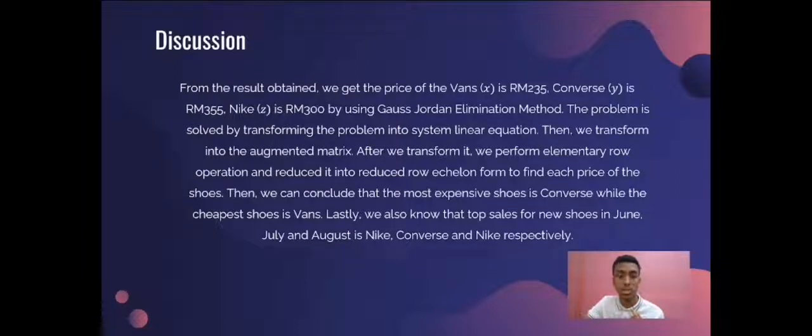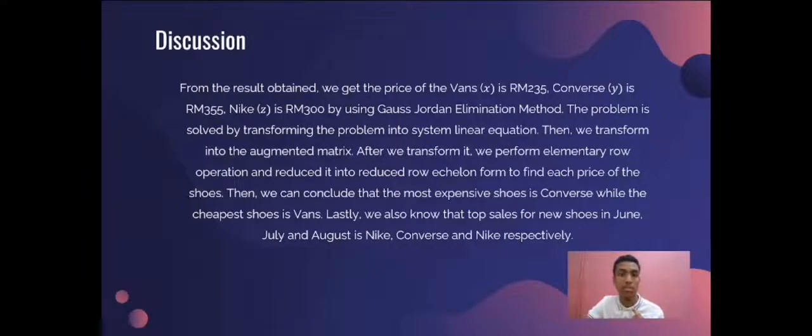And we transform it into the augmented matrix. After we transform it, we perform elementary row operations and reduce it into reduced row echelon form to find each price of the shoes. Then we can conclude that the most expensive shoes is Converse, while the cheapest shoes is Vans. Lastly, we also know that the top sale for new shoes in June, July, August is Nike, Converse and Nike respectively.